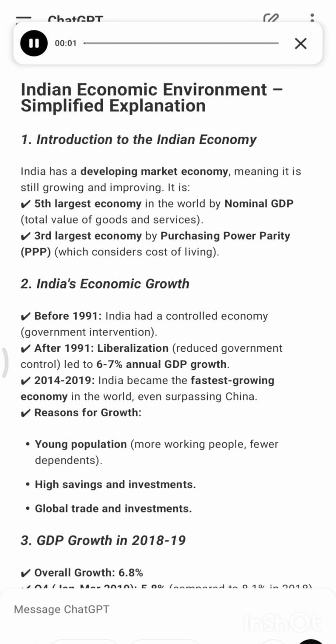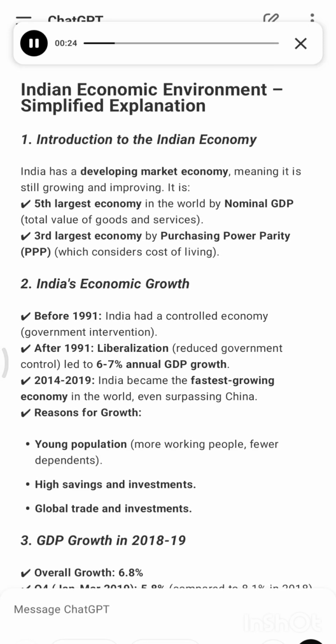Indian economic environment simplified explanation. 1. Introduction to the Indian economy. India has a developing market economy, meaning it is still growing and improving. It is the fifth largest economy in the world by nominal GDP, the total value of goods and services, and the third largest economy by purchasing power parity, PPP, which considers cost of living.